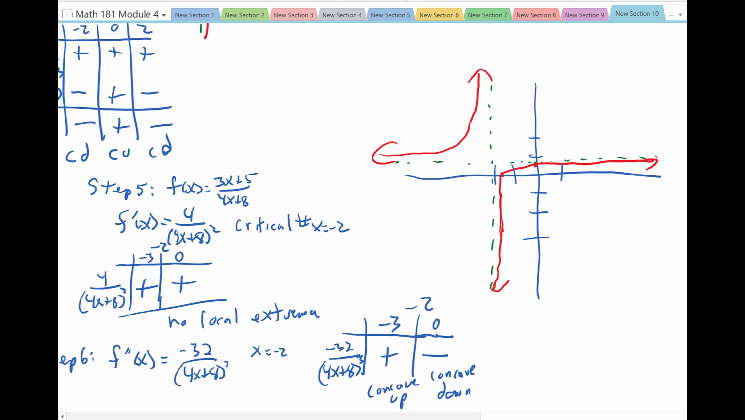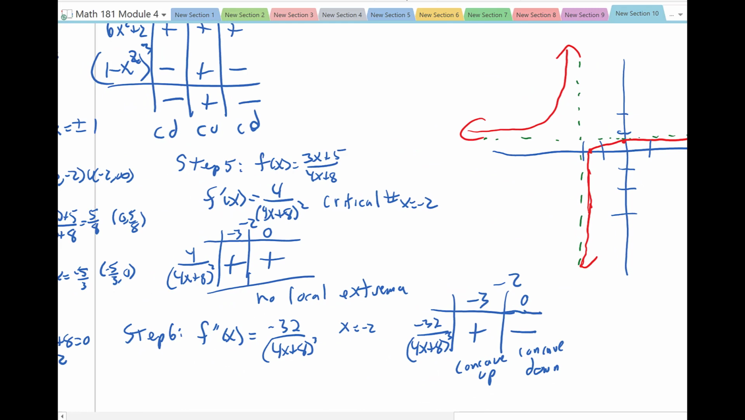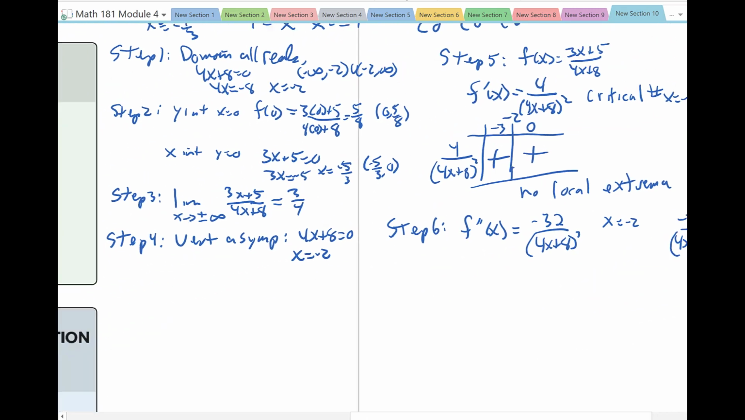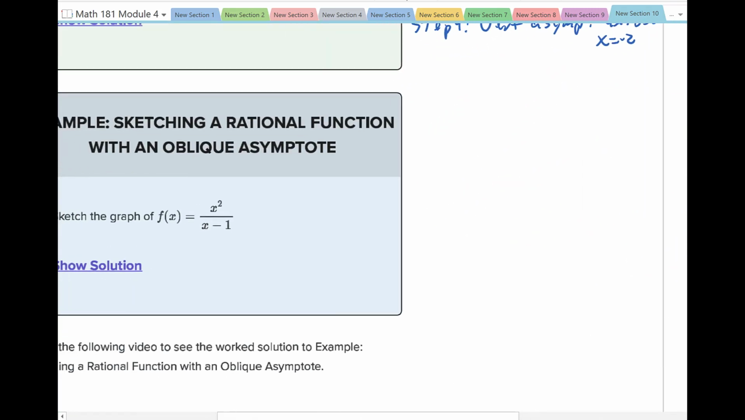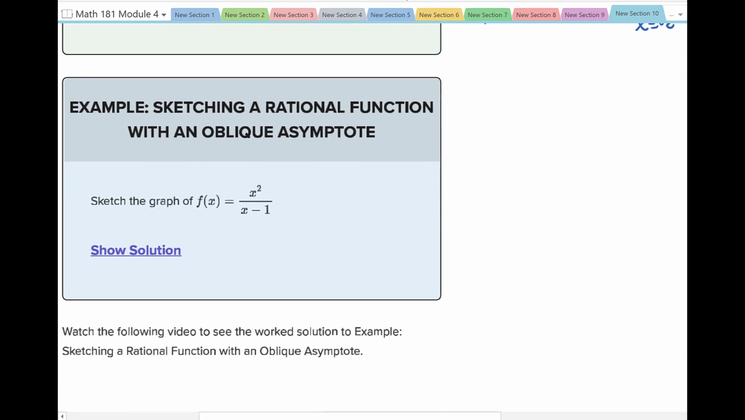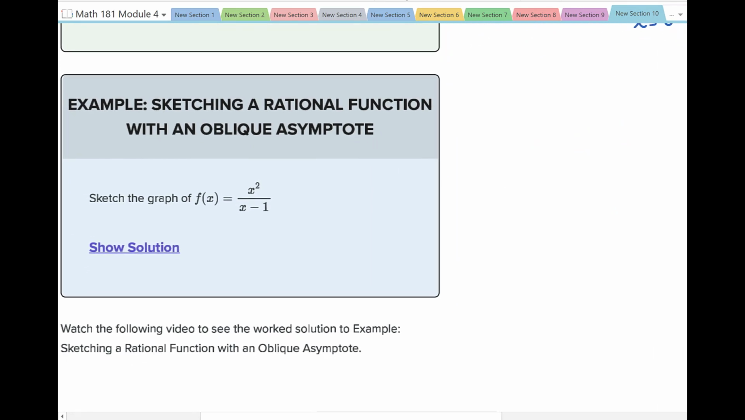Okay, moving on to our fifth example. 5th of 1,000, by the way. That's what it feels like for this section. Okay, sketching a rational function with an oblique asymptote. So this is going to be fun because we're going to do an oblique asymptote for a change. This is the problem I affectionately call example 5.